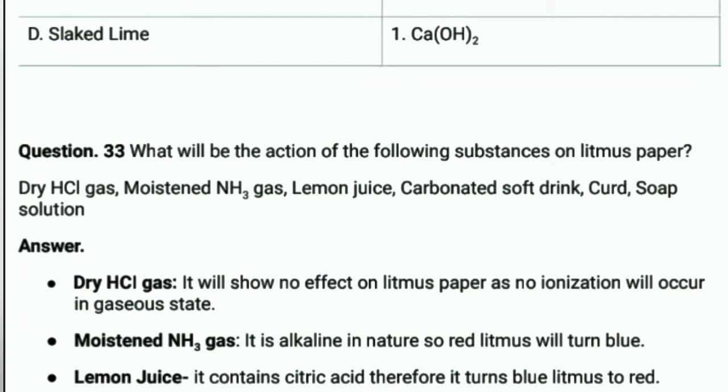What will be the action of the following substances on litmus paper? Dry HCl gas, moist NH3 gas, lemon juice, carbonated soft drink, curd, soap solution. Dry HCl gas will show no effect on litmus paper as no ionization will occur in the gaseous state. Moist NH3 gas is alkaline in nature, so red litmus will turn blue. Lemon juice contains citric acid, therefore it turns blue litmus to red.